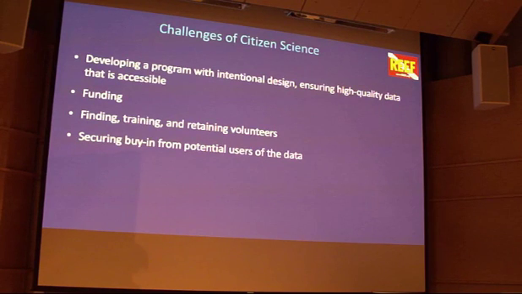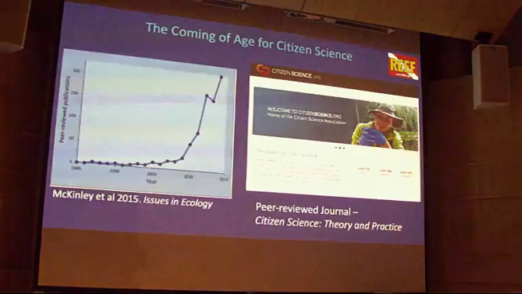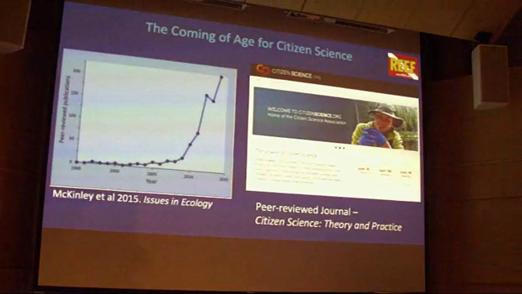So in spite of all the challenges, I think it's kind of the tipping point for citizen science, the coming of age, so to speak. In that same paper that I mentioned earlier, McKinley, in Issues in Ecology, they looked at the number of peer-reviewed publications that have come out about citizen science or using citizen science data. There's been a huge uptick in the last 5 or 10 years.